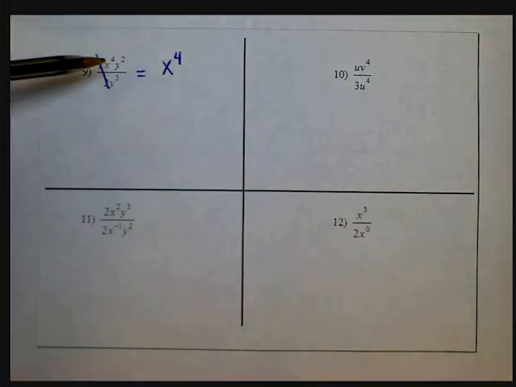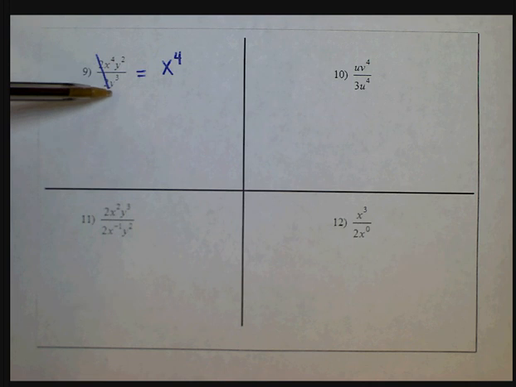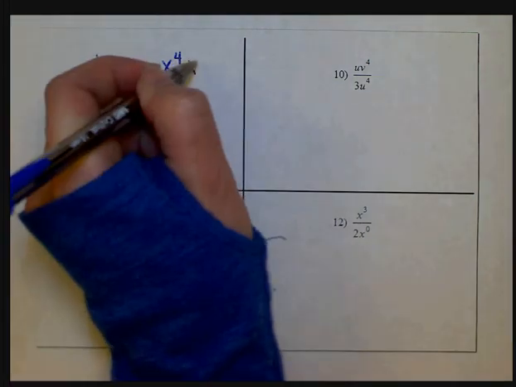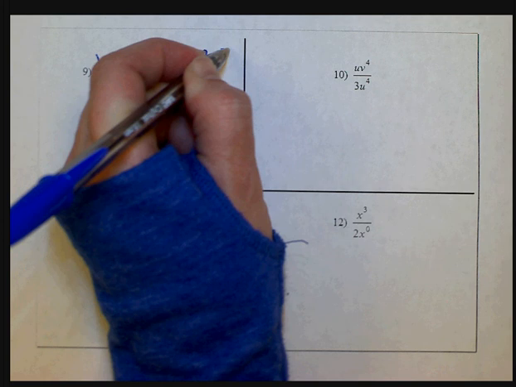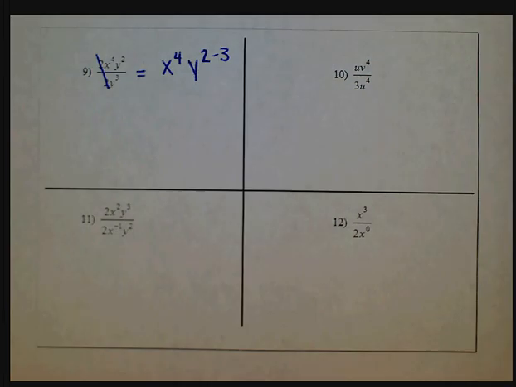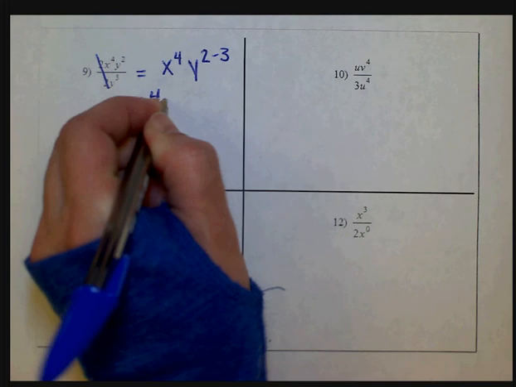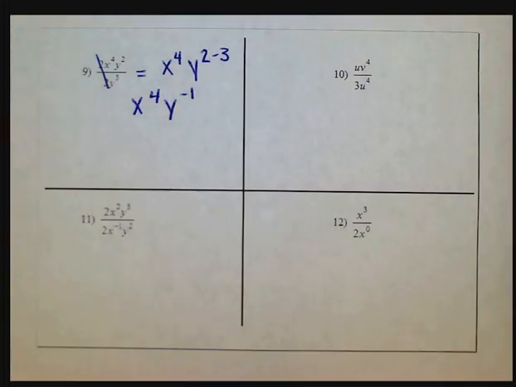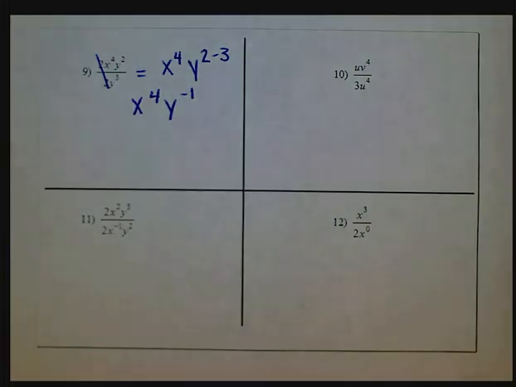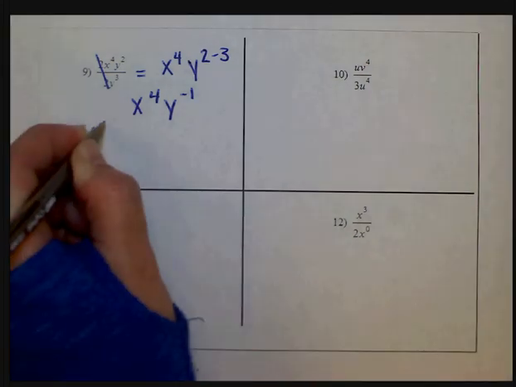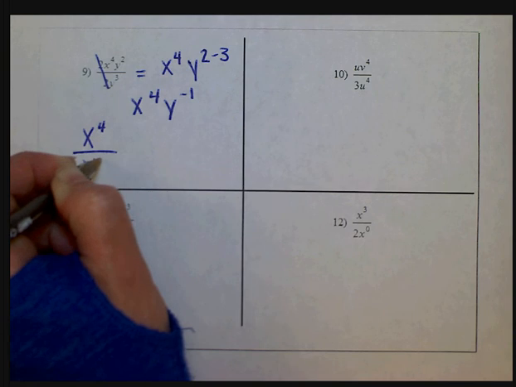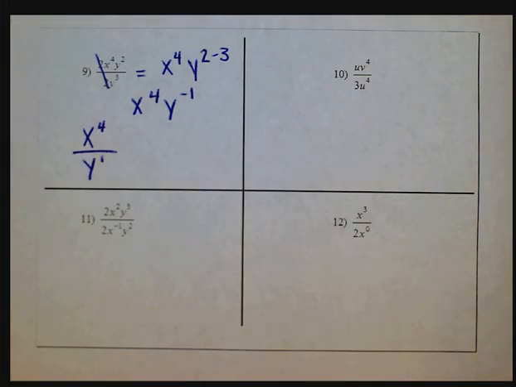And I look at my y's. I have y squared divided by y cubed. So that will become y to the top one minus the bottom one, which is 2 minus 3. So when I simplify that, I have x to the 4th, y to the negative 1. Anything raised to a negative exponent has to move to the bottom of the fraction. So the x to the 4th will stay on top because it's positive, and y to the 1st will go to the bottom. You don't have to write that first power, but you can write it if it helps you remember the rule.